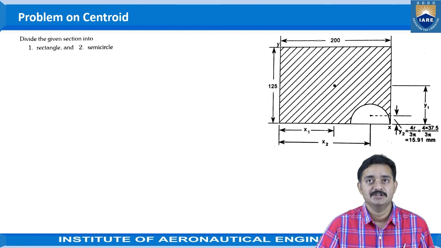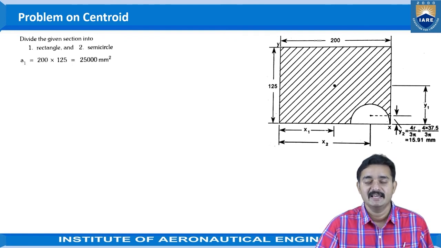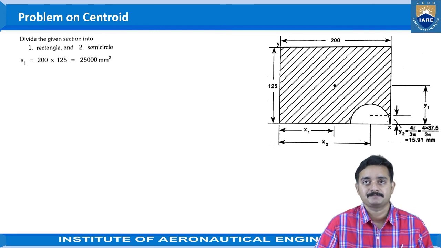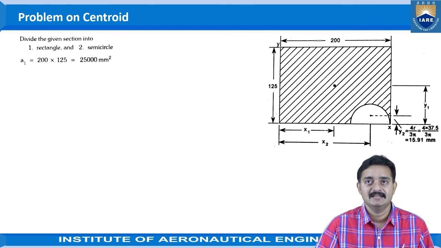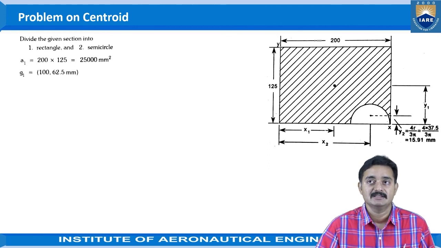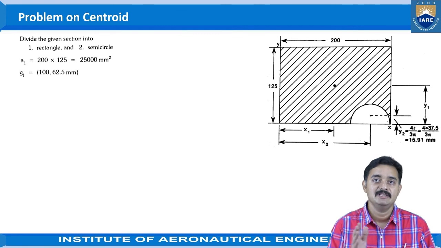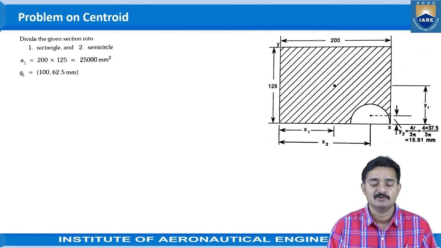Divide the given section into rectangle and semicircle. Then A1, or the area of rectangle 1, can be obtained as 200 into 125, that is 25,000 millimeters square. Then the centroid's position of this rectangle would be 100, 62.5 millimeters. That would be the distances of the centroid from the y-axis and x-axis.